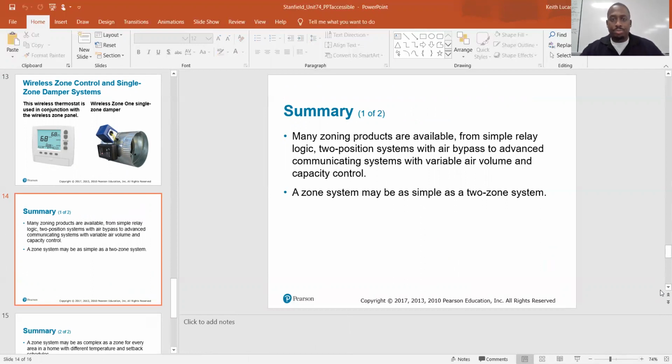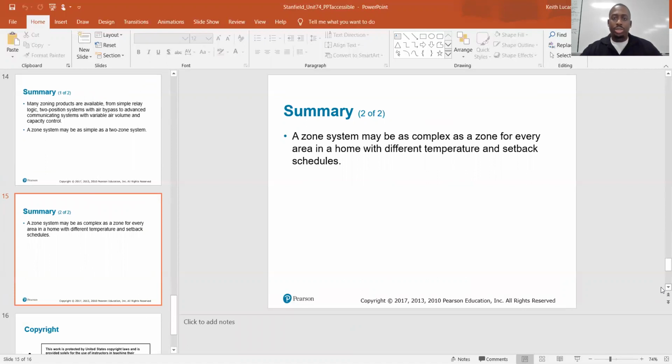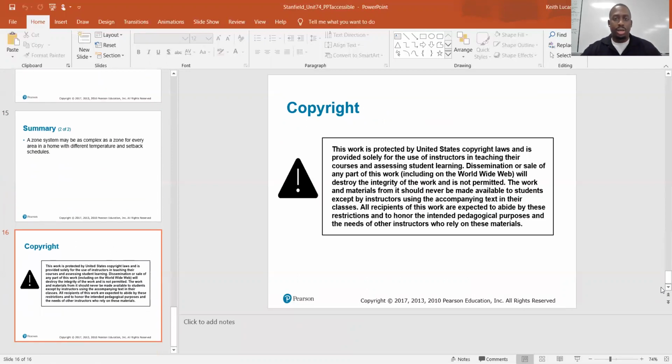So in summary, many zoning products are available, from simple relay logic, two-position systems with air bypass to advanced communicating systems with variable air volume and capacity control. A zone system may be as simple as a two-zone system. A zone system may be as complex as a zone for every area in a home with different temperature and setback schedules. So that's how it works, man.